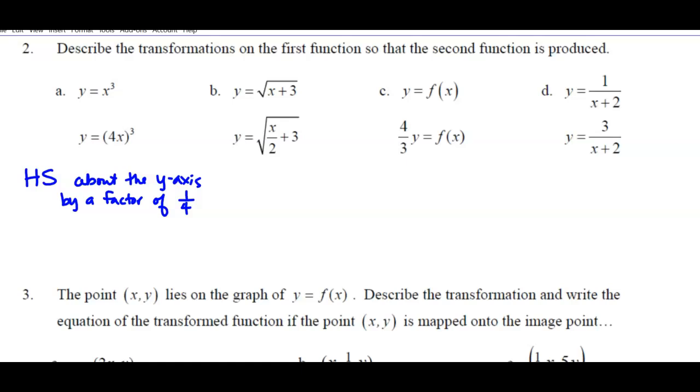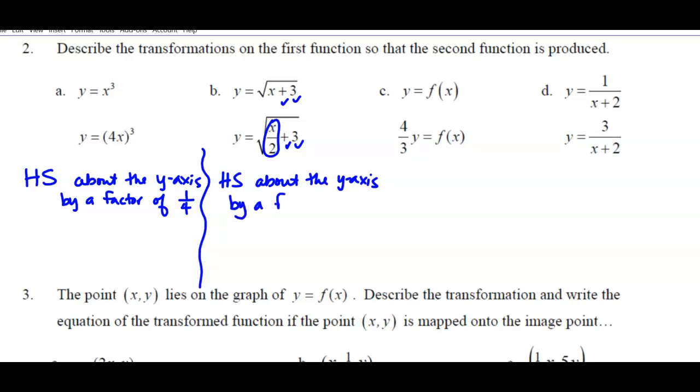If there's brackets, it kind of makes it easier, right? Obviously, something's been substituted. Next one, there is no brackets, but look at what's the same. This is the same. This x is now this. Okay, so x has been replaced with x/2. So now, this is, again, a horizontal stretch about the y-axis by a factor of, well, x/2 is the same as 1/2 x. Take the reciprocal of a half. It's 2.